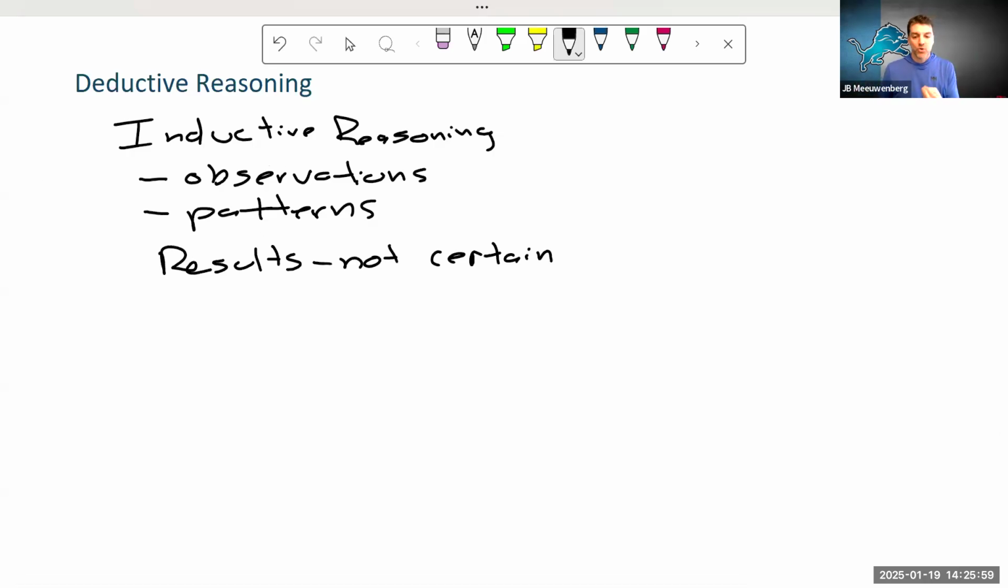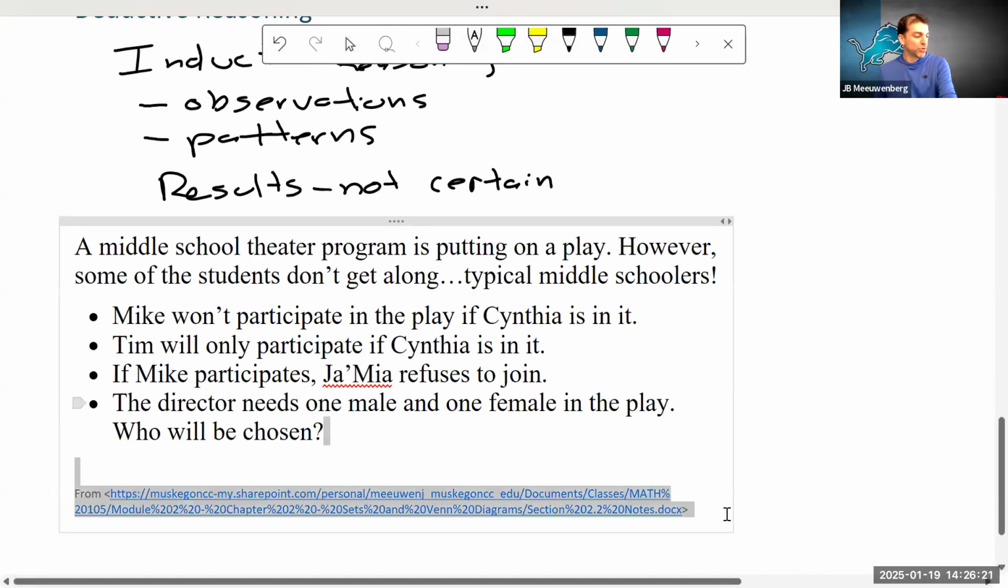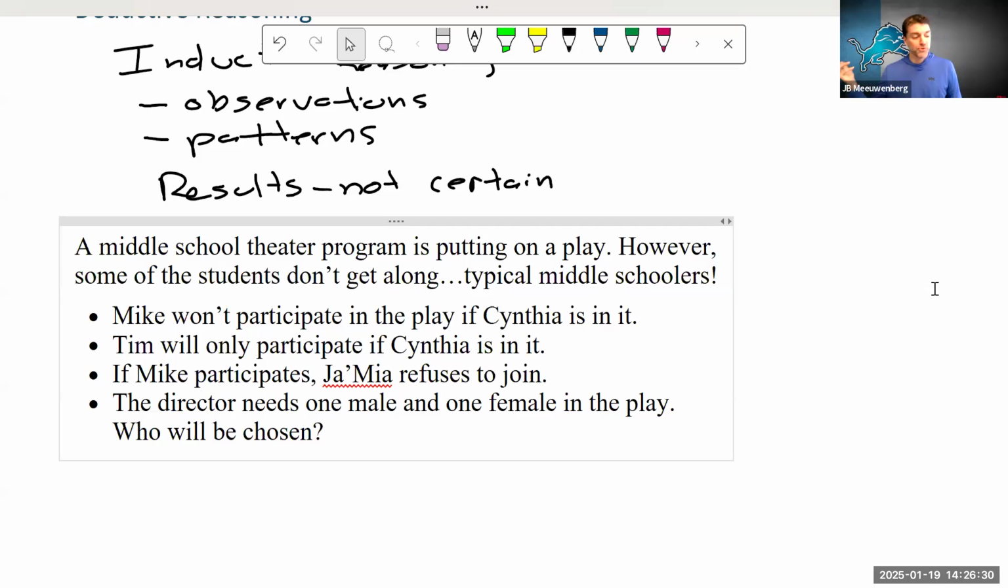So to help us get acquainted with what deductive reasoning is, I'm going to give you a little scenario, and I will do a little copy and paste. So again, it's nice and clear text for you. Okay, so here is the scenario. A middle school theater program is putting on a play. However, some of the students don't get along, typical middle schoolers, right?